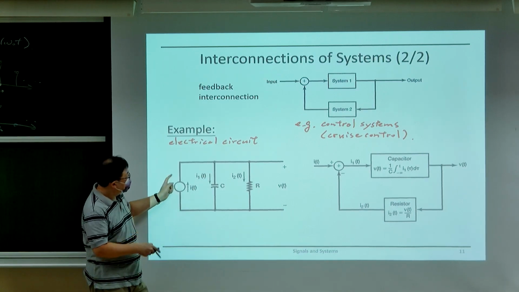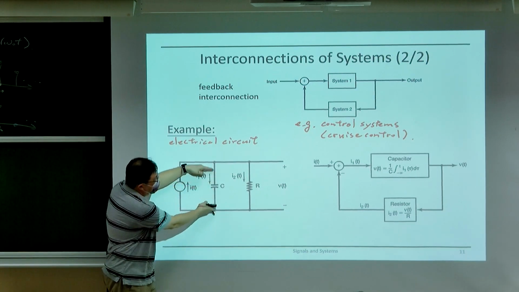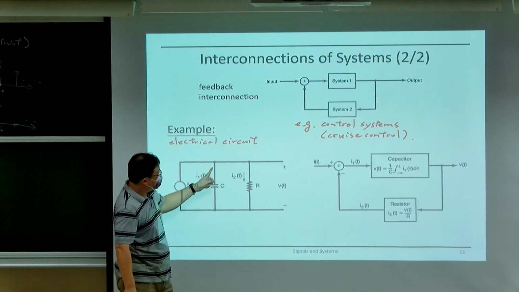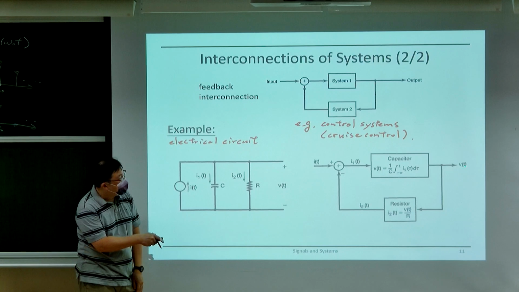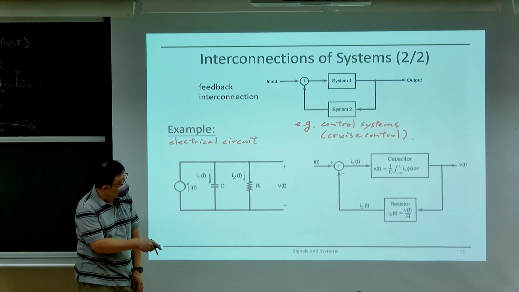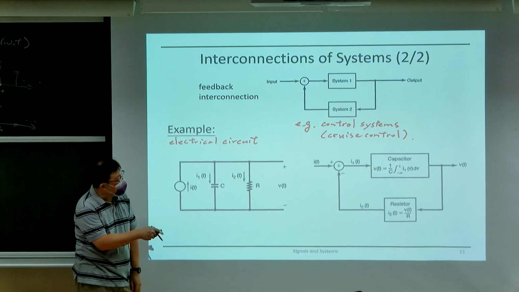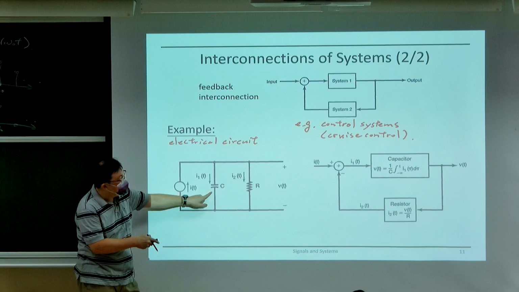So this current going into the capacitor charges this capacitor and makes the voltage increase, okay? But as the voltage increases, you will discharge through the resistor, causing the actual current going into the capacitor to reduce.